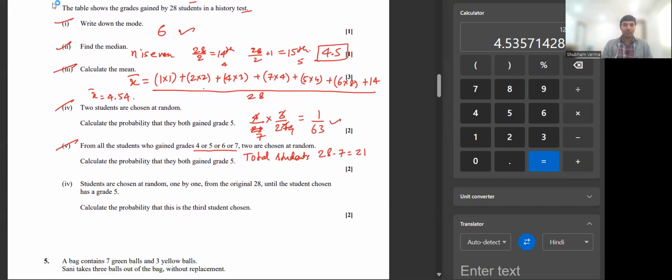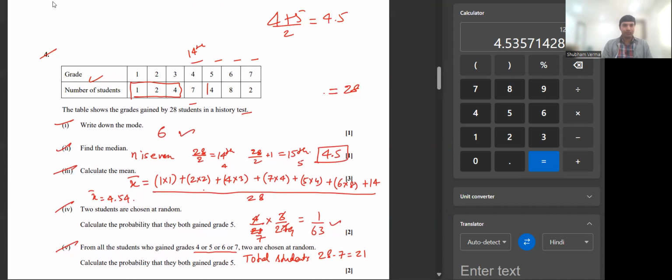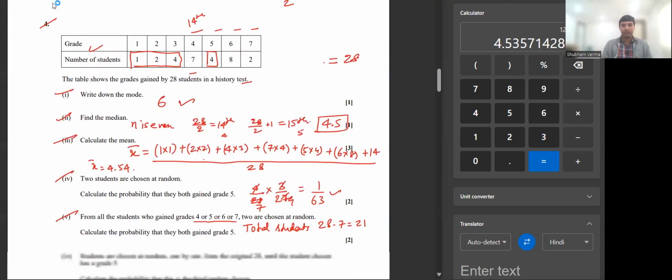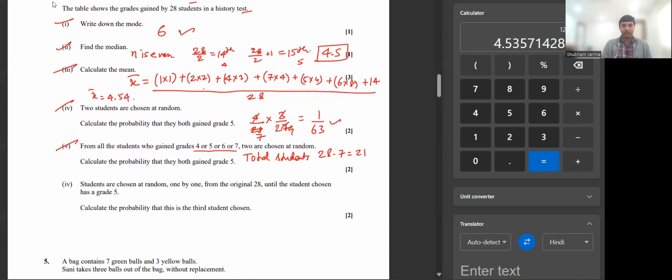Now, out of these 21 students, how many got 5 as grade? So, there are 4 students who got grade as 5. So, the first child to get grade as 5 is 4 divided by 21 into, for the second child, 3 divided by 20. Remember, you have to subtract because one child is already selected. So, how many are left now? 3 students who got 5 divided by 20 from the total. Okay. So 3 sevens is 21 and then 4 fives are 20. So we have 1 by 35. 1 by 35 is the answer. Okay. I hope this is clear.